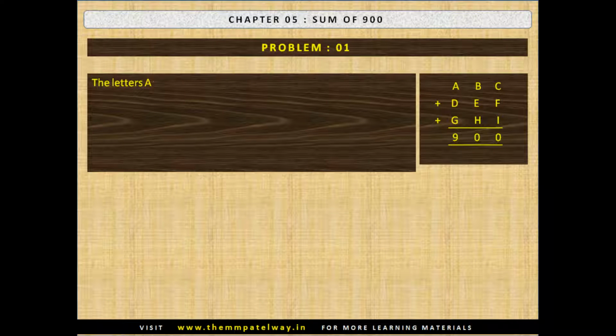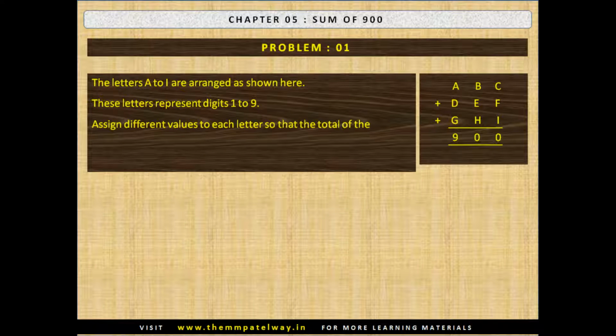Problem number 1. The letters A to I are arranged as shown here. These letters represent digits 1 to 9. Assign different values to each letter so that the total of numbers thus formed is 900. How many basic answers are possible?